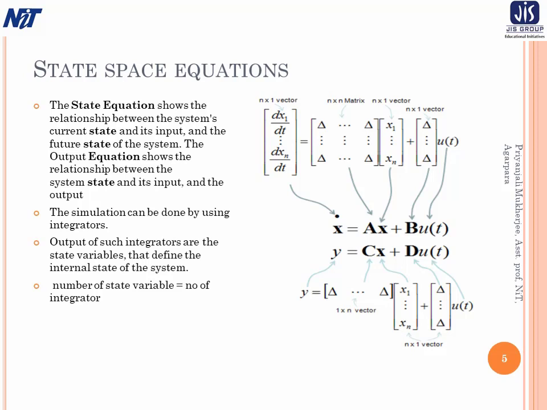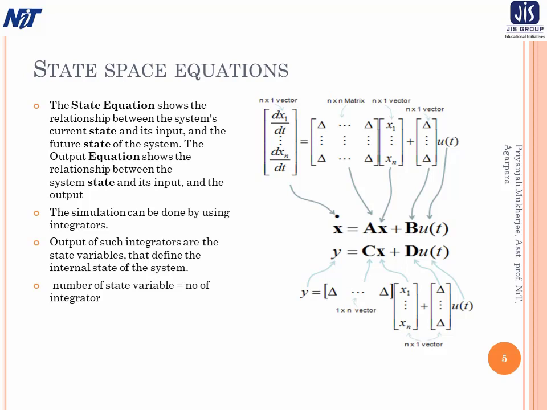Now the state of the control system at time t equal to t0 is the smallest set of variables, which are known as the state variables. And the knowledge of these state variables, along with the knowledge of the inputs at t equal to t0, is sufficient to determine the output dynamics of the system at any time t greater than or equal to t0.